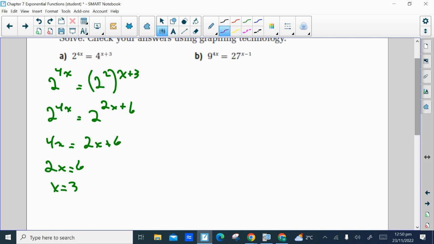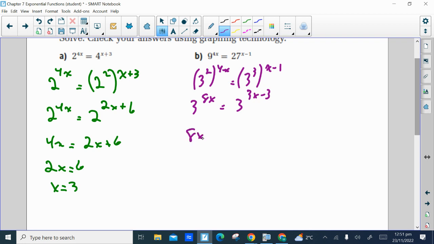Question B, we have to write both sides with the same base. It has to be a base of 3. 9 is 3 squared to the 4x. 27 is 3 cubed to the x minus 1. So that gives us 3 to the 8x equaling 3 to the 3x minus 3. Bases are equal, so the exponents are equal as well. So subtract the 3x from both sides, and then divide both sides by 5. Whoops, that's a -3. So -3/5 is the answer that we get.